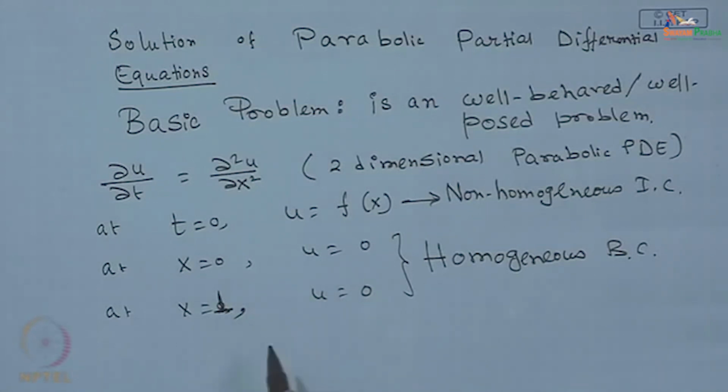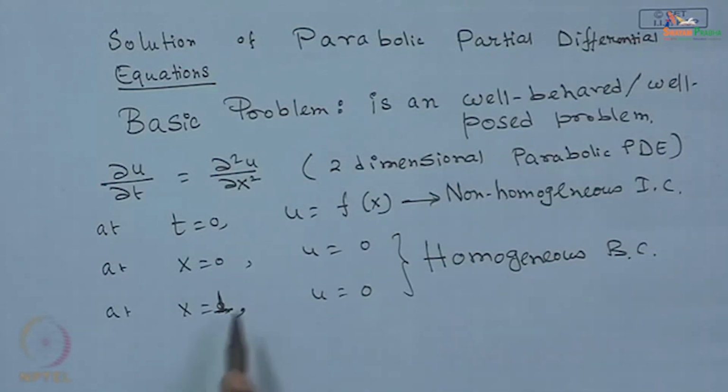What is an ill posed problem? The ill posed problem is, at time t = 0, if you have a homogeneous initial condition, but one of the boundary conditions is non-homogeneous, then that will be an ill posed problem. We will be taking up the ill posed problem later on in this class itself. Now, let us look into the solution of the basic problem in the parabolic domain, which is a well posed problem.